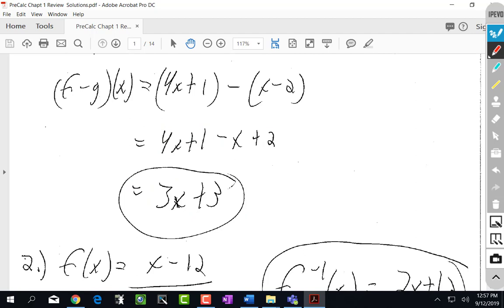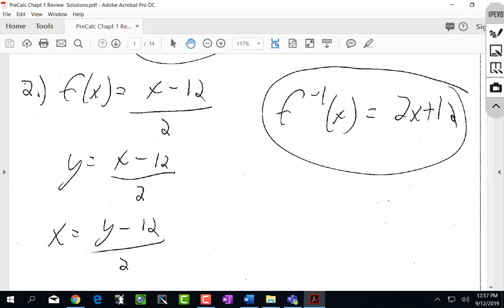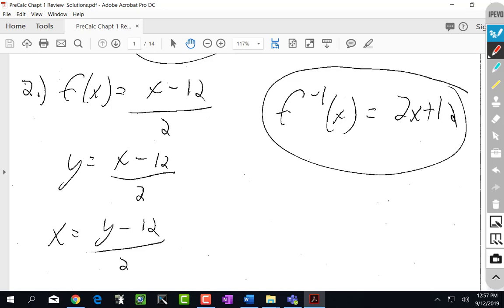Okay, on number 2, it wants me to find the inverse of this equation. So remember your definition of inverse: step number 1, you're going to change f of x to y. Step number 2, you literally switch your domain and your range, or your x and your y values. So that means that my y becomes an x, and my x becomes a y. So now I have to solve the equation for y.